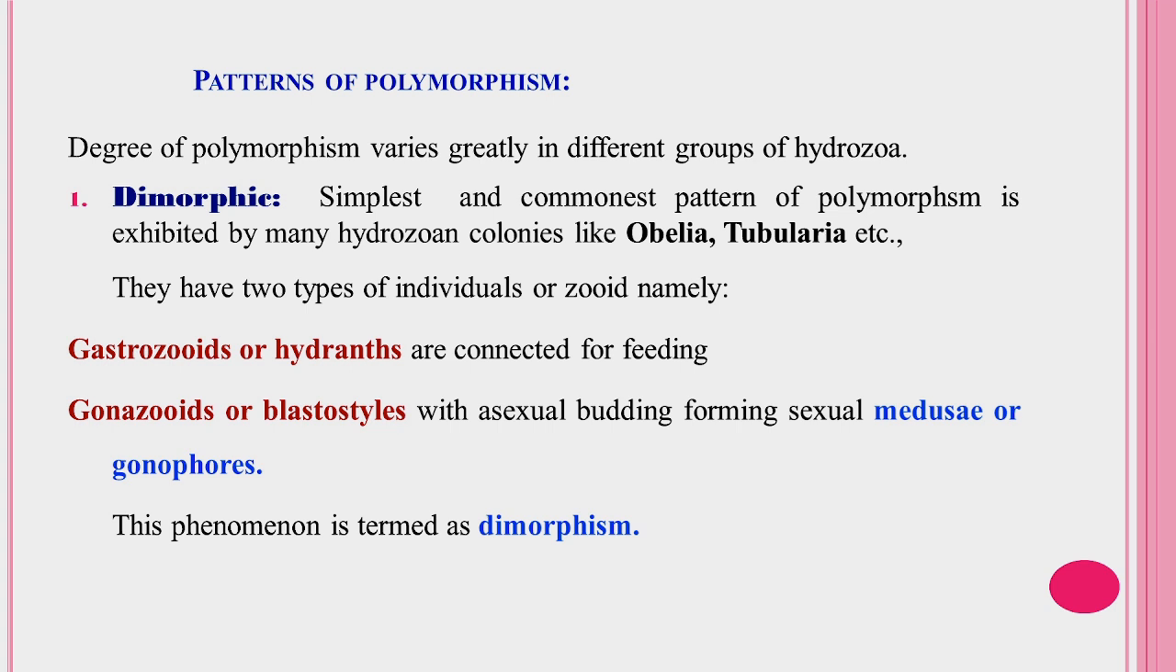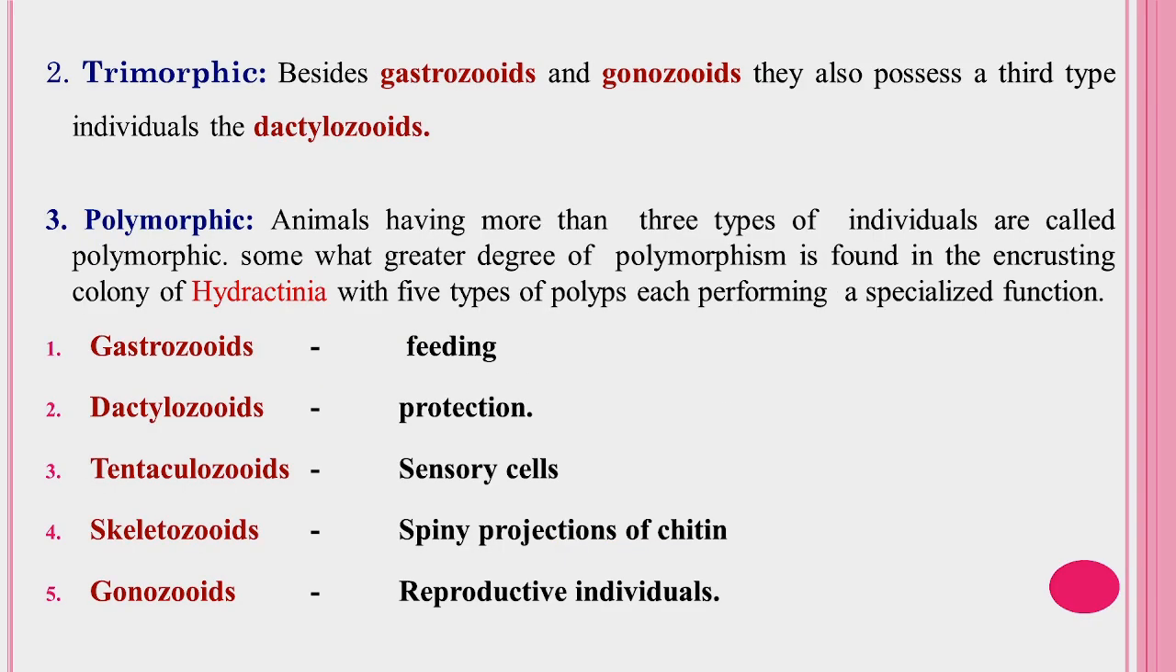The gastrozooids are also called hydranths, and they perform the feeding activities. The second one is the gonozooids. These are also called blastostyles. These are involved in asexual budding and forming sexual medusae or gonophores. Here only two morphs or two zooids are present. That is why it is called dimorphism.